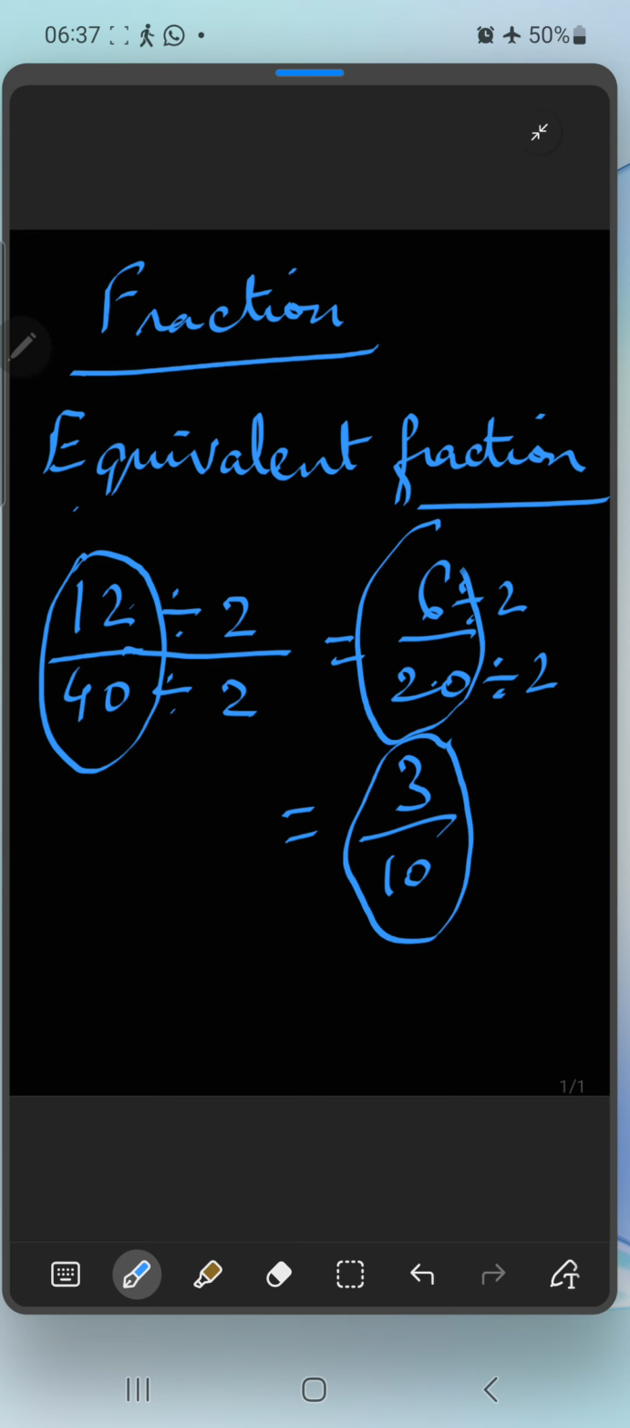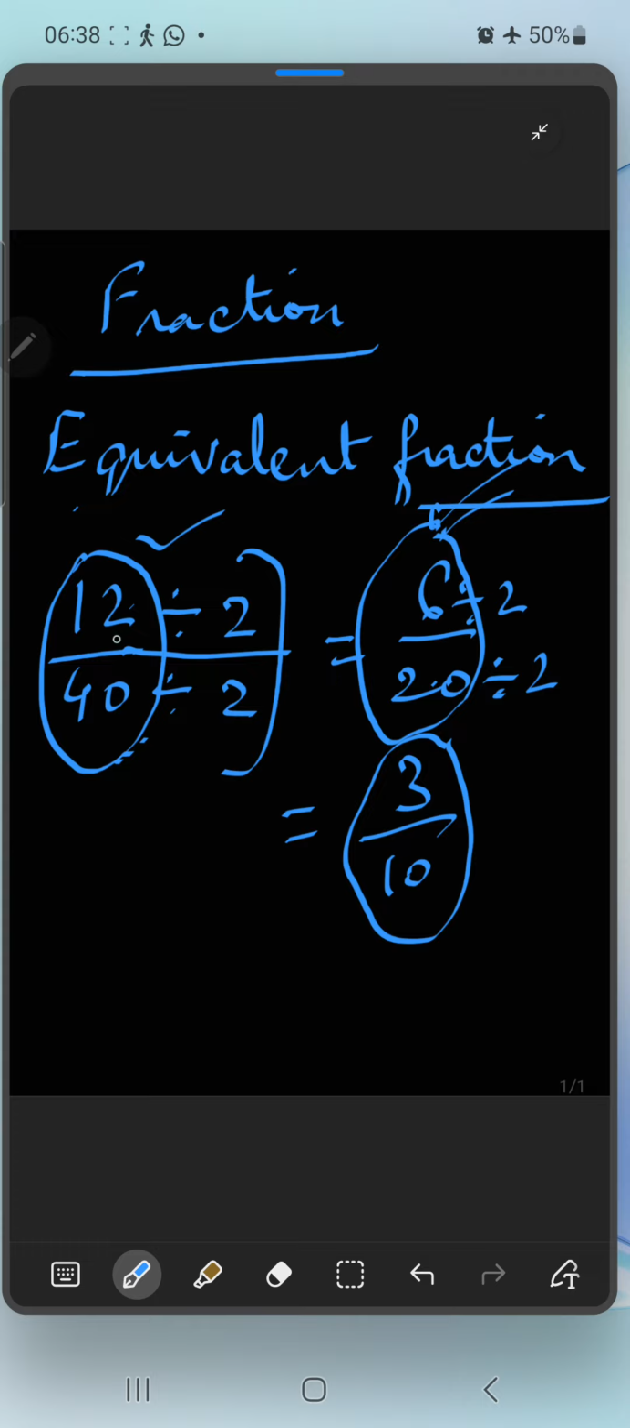So there are two ways in which we can find an equivalent fraction of a given fraction. First is by multiplying both the numerator and denominator with the same number and continuing again and again to find various equivalent fractions. Another way is to divide the given two numbers with a common factor. Whatever value we get would be an equivalent fraction of the given fraction. I hope you all have understood.